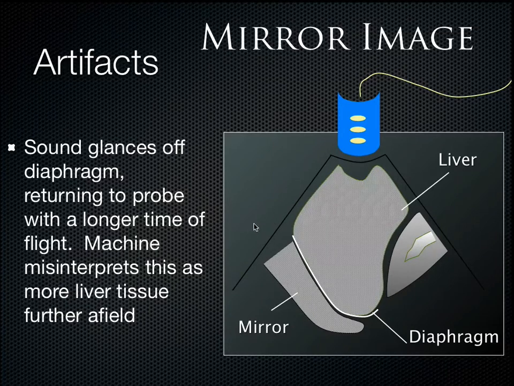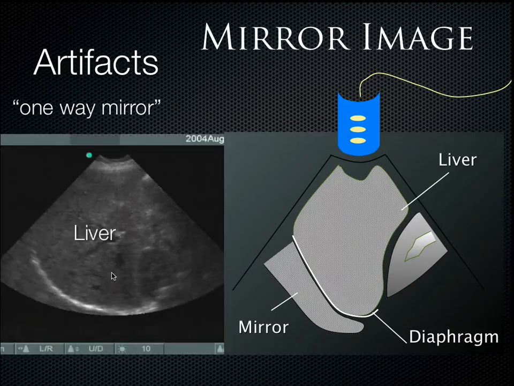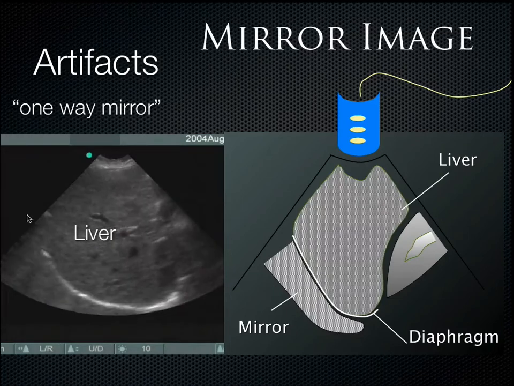So remember, coronal view, this is towards the head, this is towards the feet. Therefore, superior to the diaphragm is all chest. And so in normal individuals, it plots the liver up in the chest. This is what it looks like. This is the mirror image artifact.